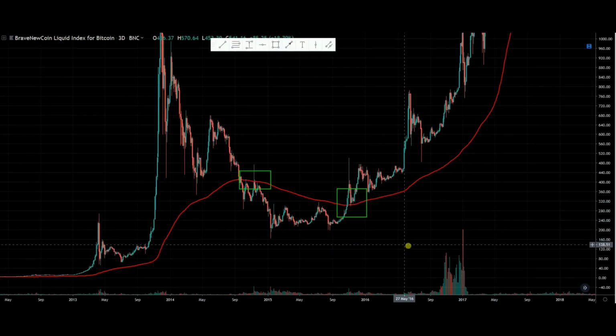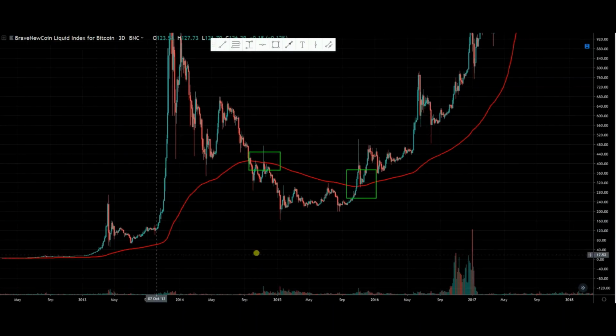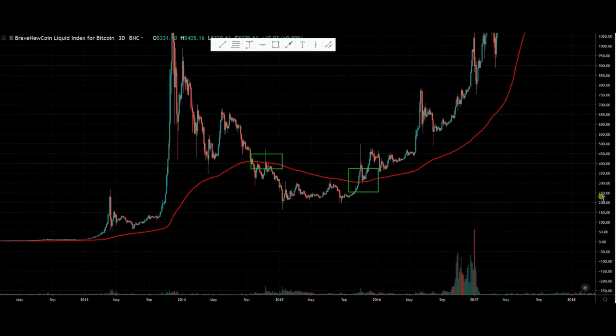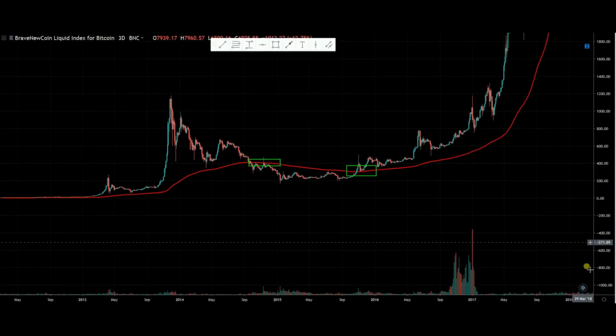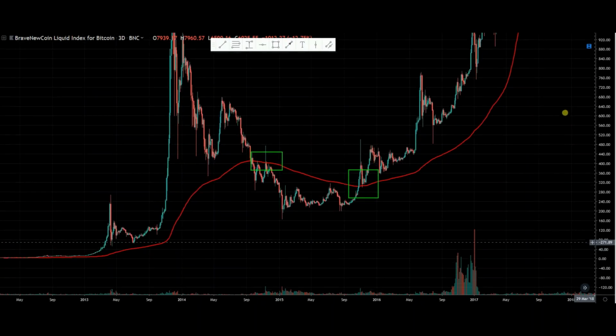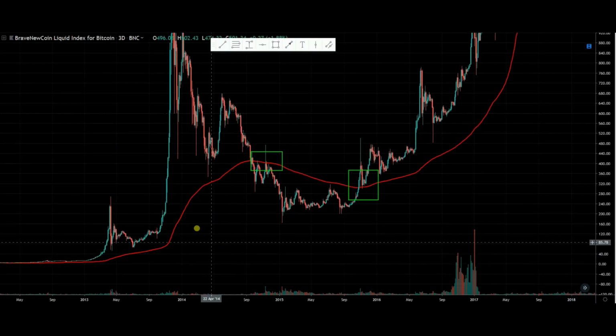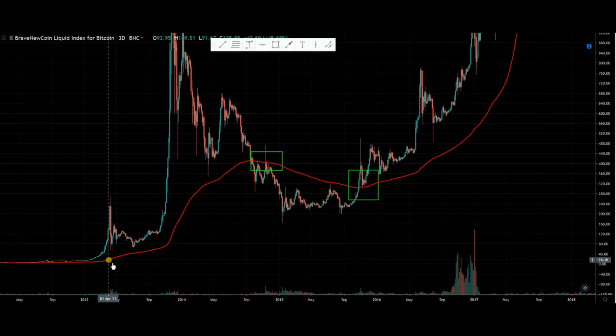Now here I'm moving on to a 3-day chart, and you can see as you go up in time frames, you do not get many signals. The signals become less and less as you go up in time frames. Sorry.